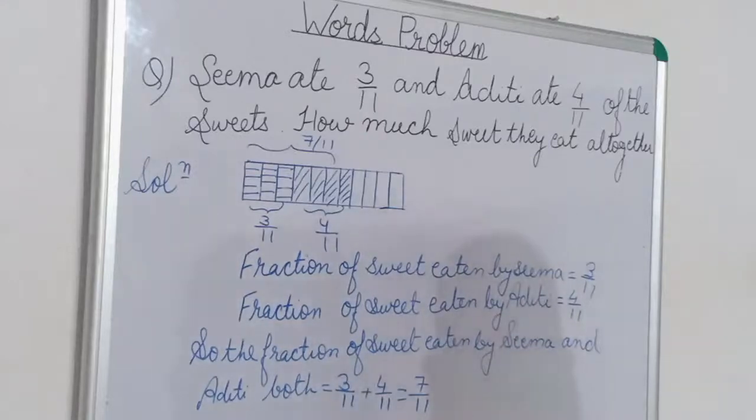And for adding the fractions, we are only adding the numerators. We are not adding the denominators. Denominator we are writing as it is. So here it is 11. 3 plus 4 is equal to 7. That is 7 by 11. Very easy work. So let's start the next question.